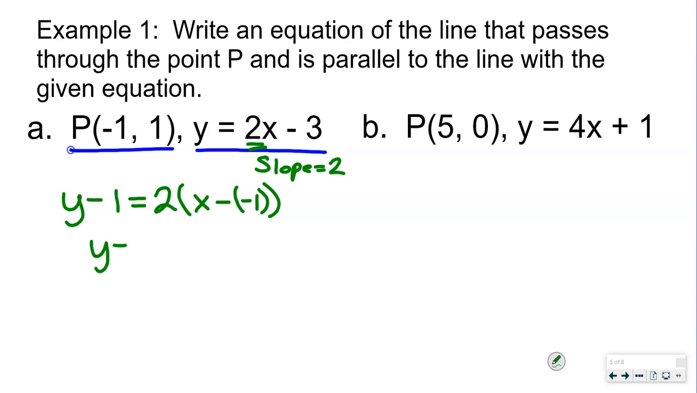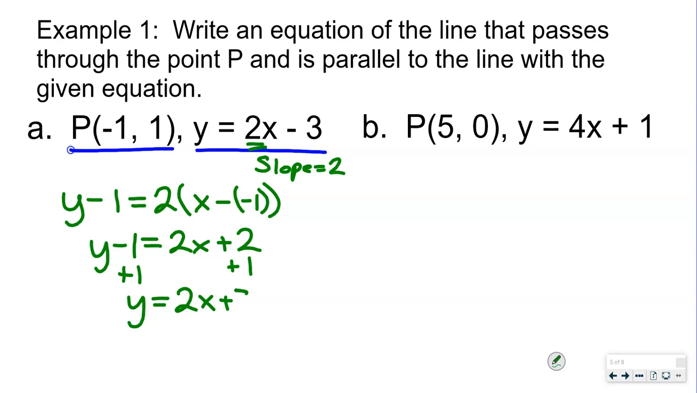So y minus 1, let's distribute the 2. 2x plus 2, and then add 1 to both sides. So our parallel line that passes through negative 1, 1 would be y equals 2x plus 3.